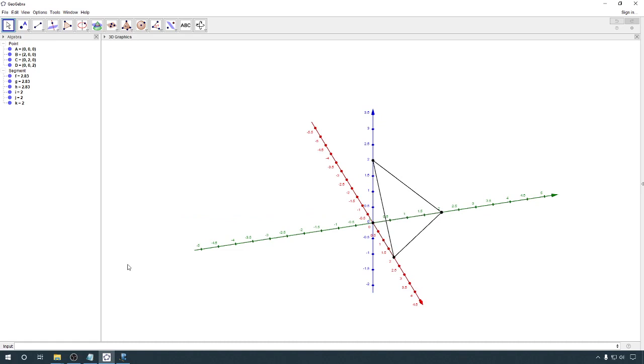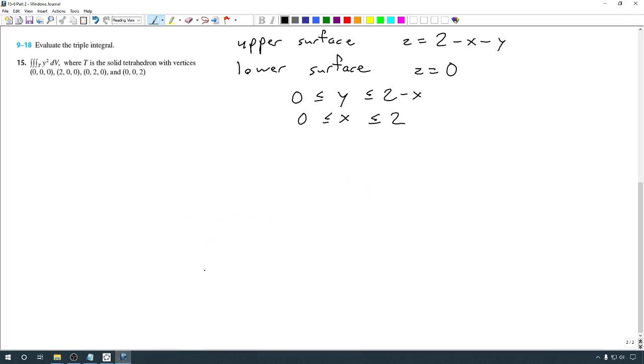It's just in this particular case we have a lot of symmetry, so we actually can set this up in a lot of different ways. But obviously type 1 regions are kind of our default. Sort of like how type 1 was our default back with double integrals.